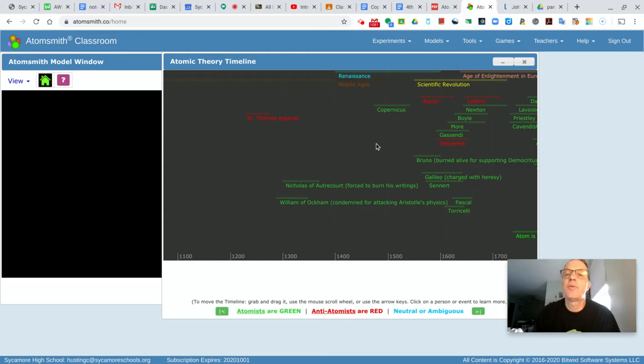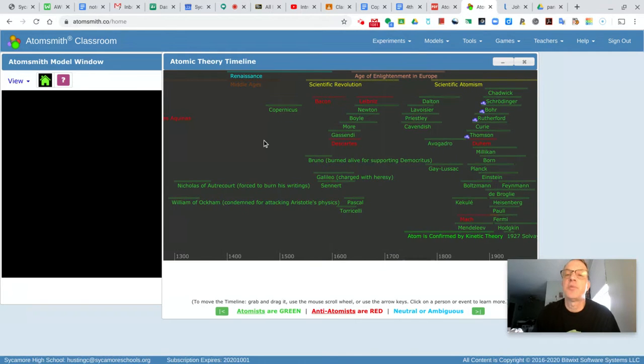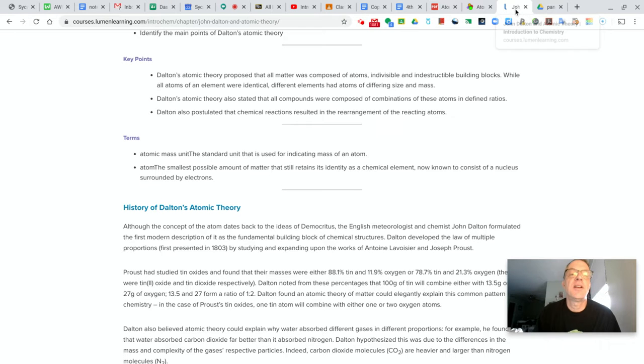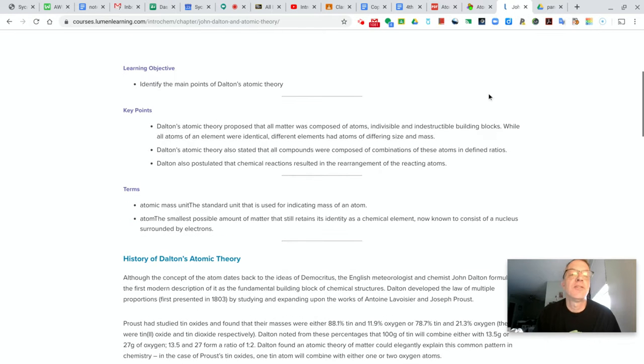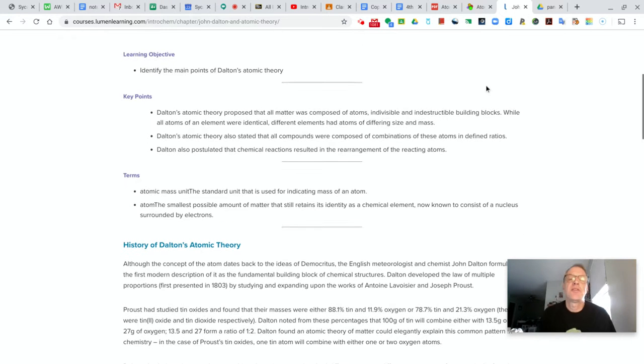And the one I really want to point out here is a guy named Dalton. And Dalton basically came up with these ideas. So Dalton is right here. He was a teacher, and I would write these down. Okay, this is really important. His atomic theory said, look, all matter is made up of these little pieces called atoms. They're tiny, indestructible building blocks.